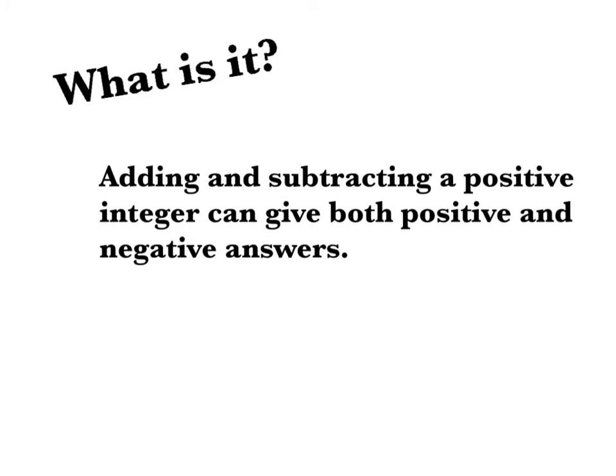And underneath that heading you need to write the following words. Adding and subtracting a positive integer can give both positive and negative answers. So when we add and subtract to a positive integer, this can give both positive and negative answers. And you might be sitting there thinking, what is Mr. Corsi going on about? Positive? What? So what we are going to do is have a look at a few examples. So underneath it, I'd like you to write the heading, Examples.